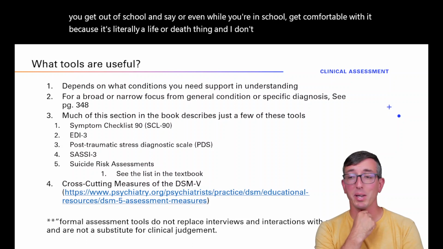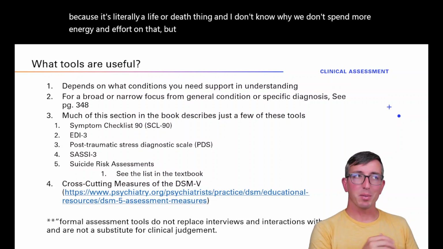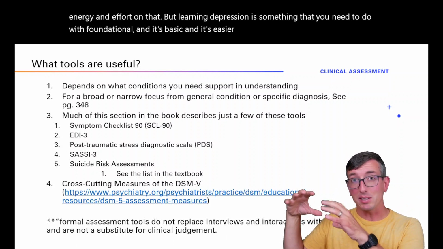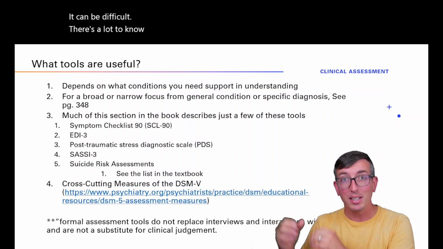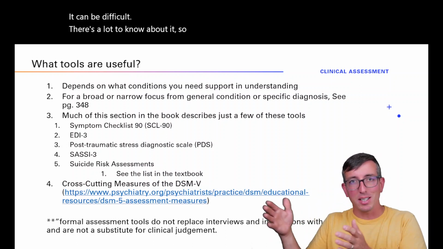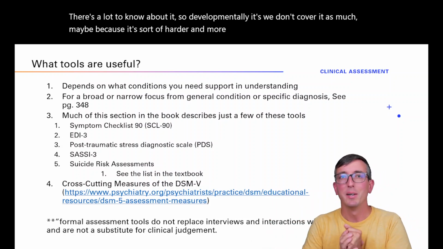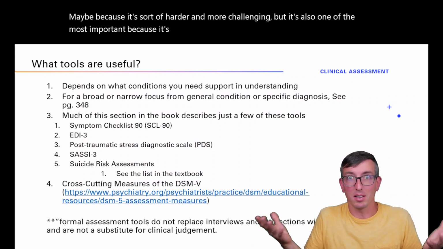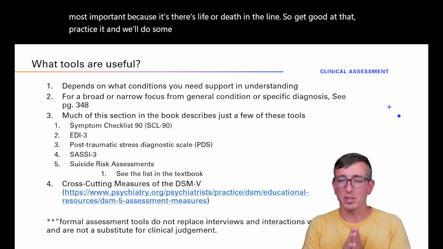I don't know why we don't spend more energy and effort on that. Learning depression is something you need to do as foundational, and it's basic and it's easier. Suicide risk assessment is challenging. It can be difficult. There's a lot to know about it. Developmentally, we don't cover it as much, maybe because it's harder and more challenging, but it's also one of the most important because there's life or death on the line. So get good at that, practice it, and we'll do some talking about it in class too.